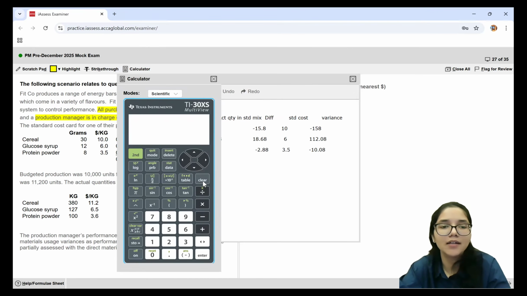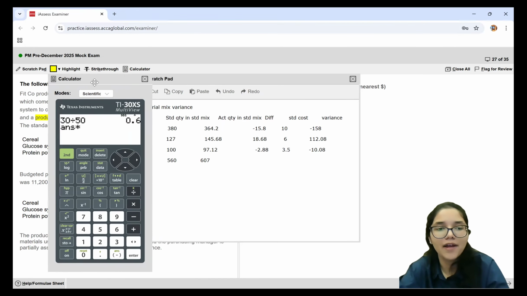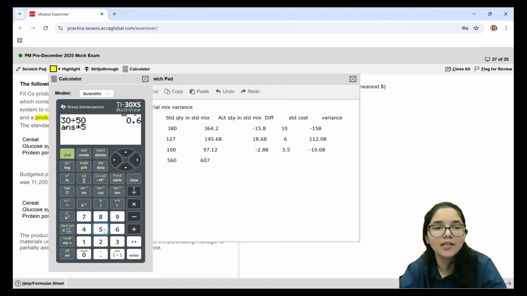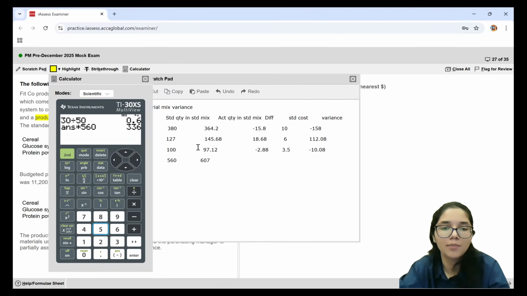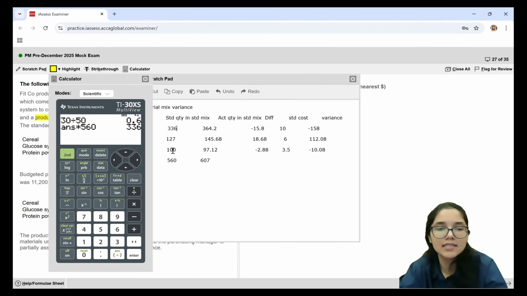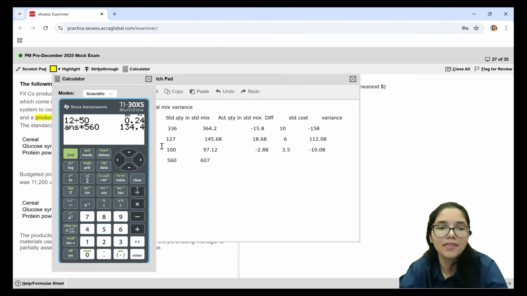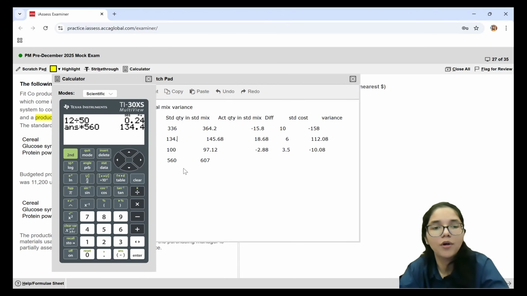So as per the standards, if I see 30 out of 50 proportions of 560, that should have been utilized when it comes for the preparation. So this should have actually taken me 336 kgs. Similarly, I will work it around for the other material, 12 over 50. 12 over 50 proportions of 560 gives me 134.4. So I write over here 134.4.